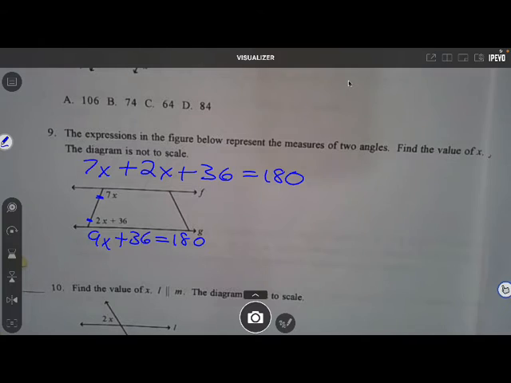Then what do I do? You subtract 36. So what is 180 minus 36? 144. And then 144 divided by 9. And what does X equal? 16. And that's all they wanted me to find. It said find the value of X. X is 16. Okay? So what you had to remember was these two add to 180. Solve for X like in algebra. Can I erase that? Yes, ma'am. X equals 16. When we divided by 9, X would equal 16.